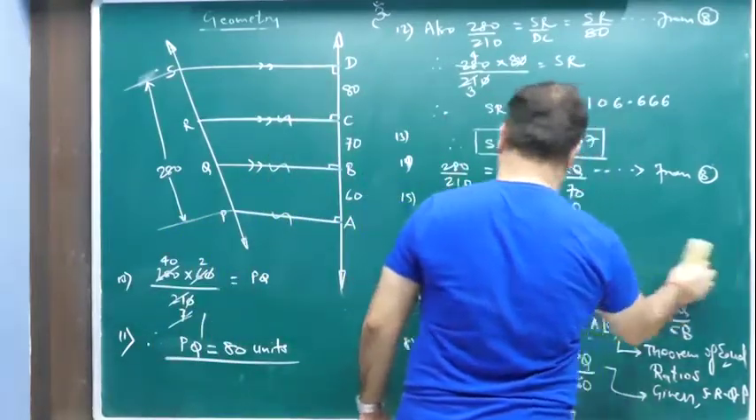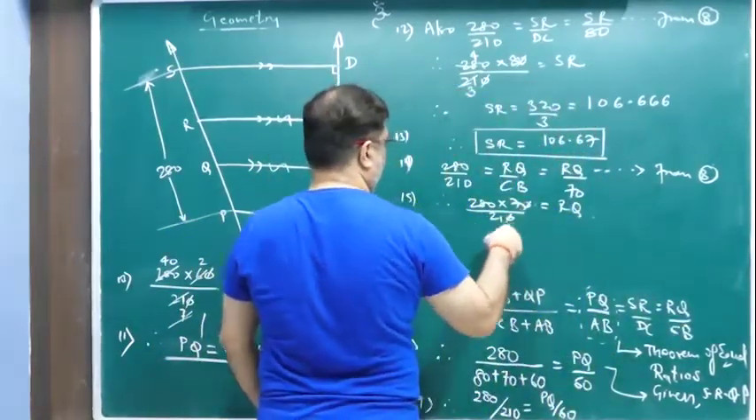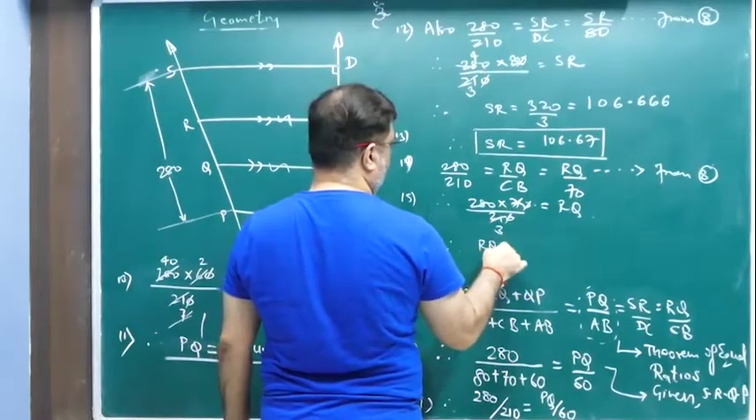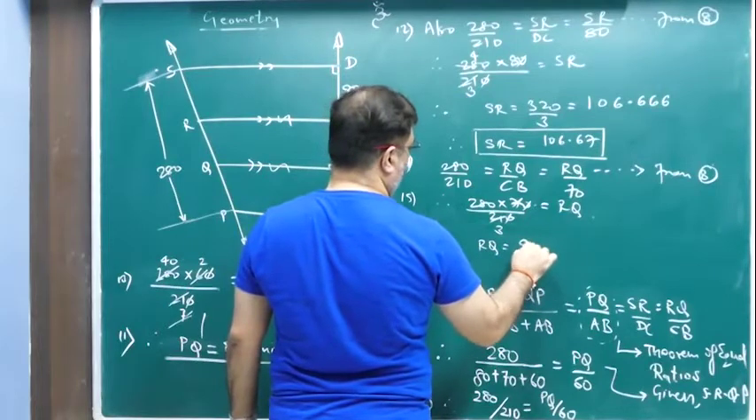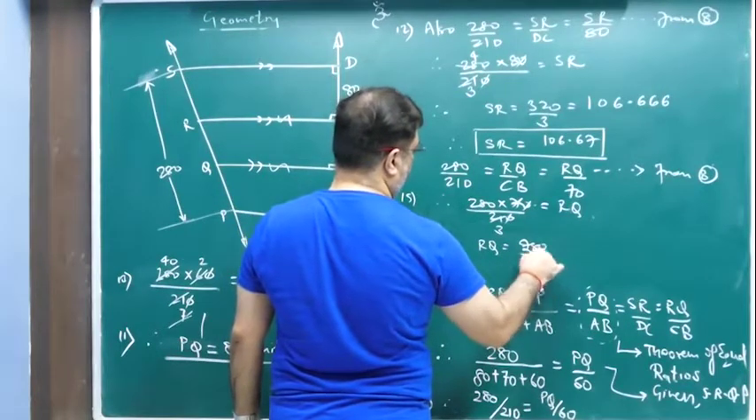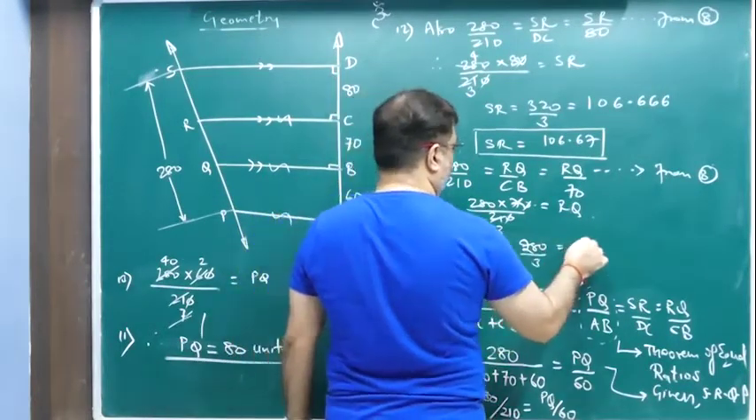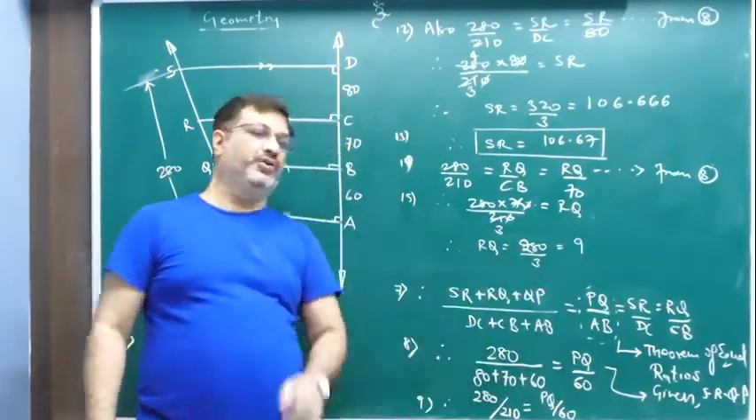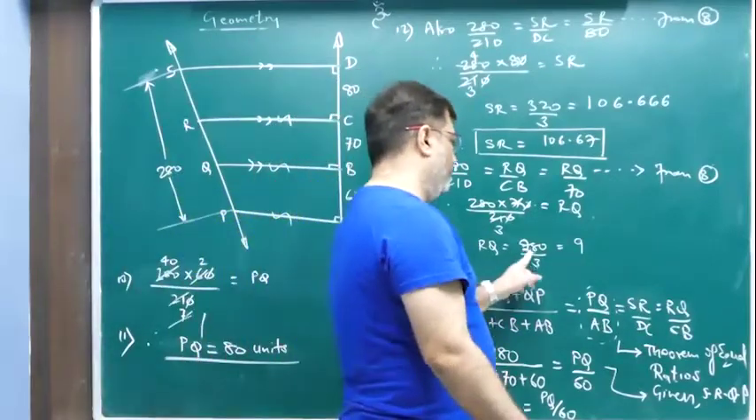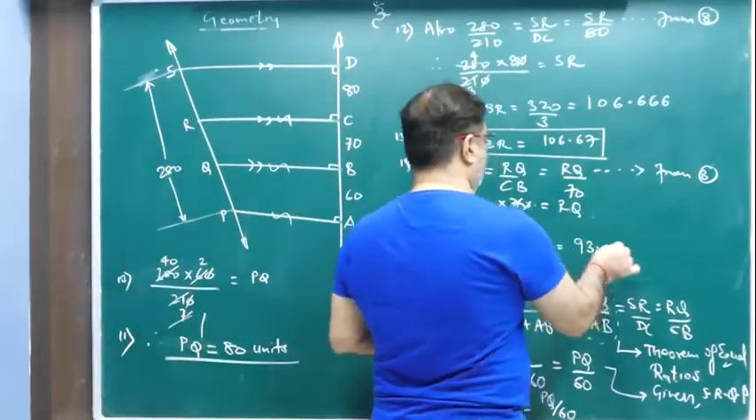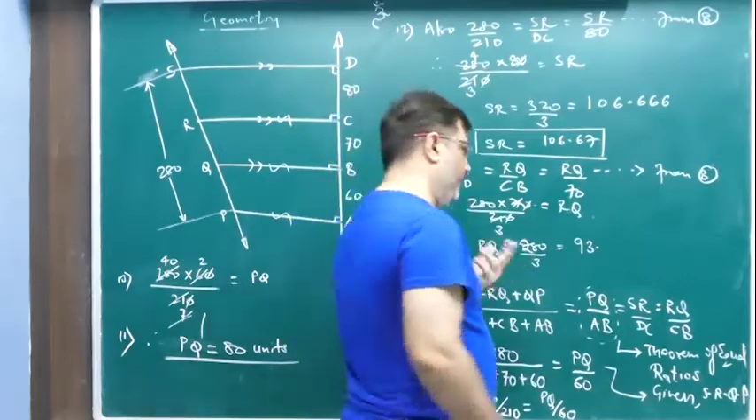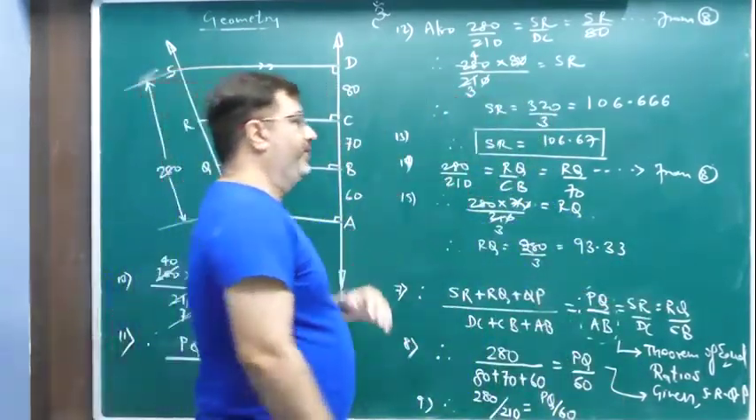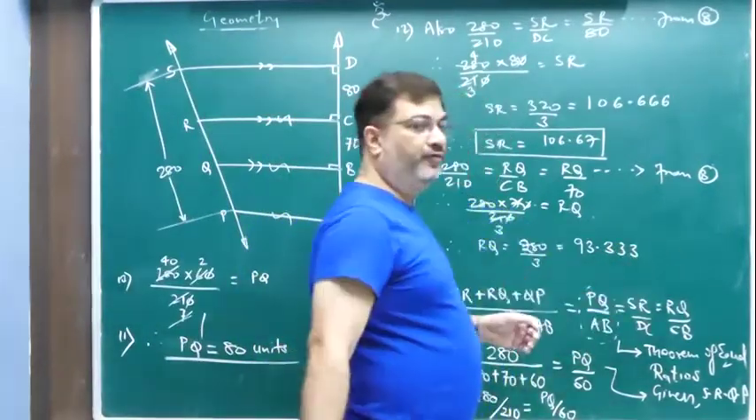Okay? 7 1s are 7, 7 3s are 21. So therefore, RQ equals to 280 upon 3. What is 280 upon 3? 28. 9s are 27. You have got 28 here. So 9s are 27. Then 1. 1 and 0, 10. 3s are 9. Right? So remains 1. Again 3, 3. It will go on 3, 3, 3, 3, right? Now round it off to 2 decimals.